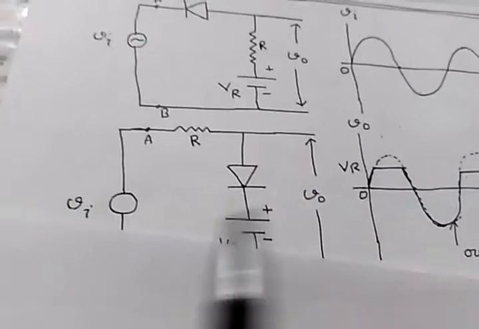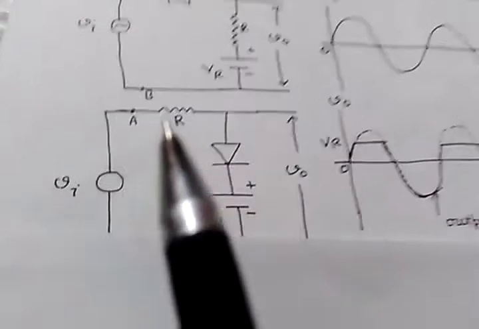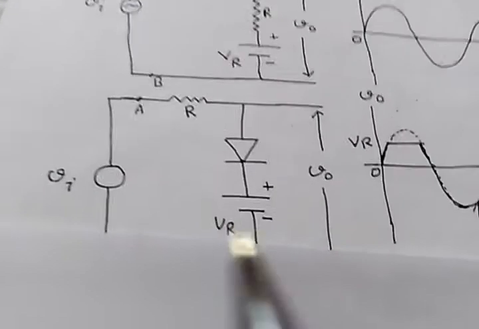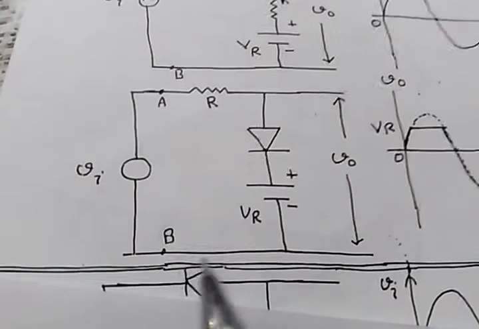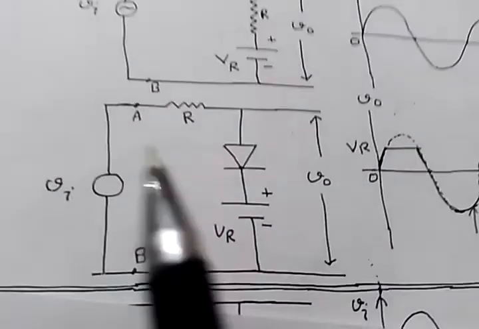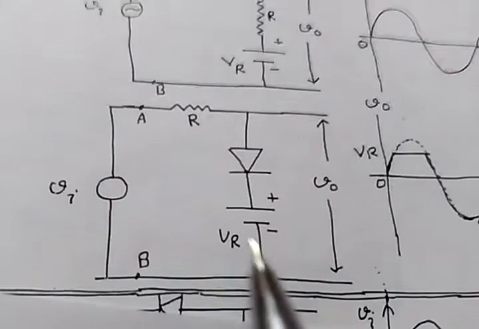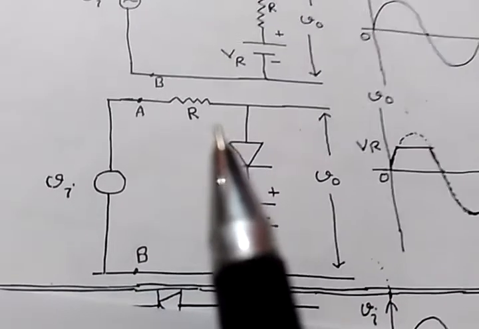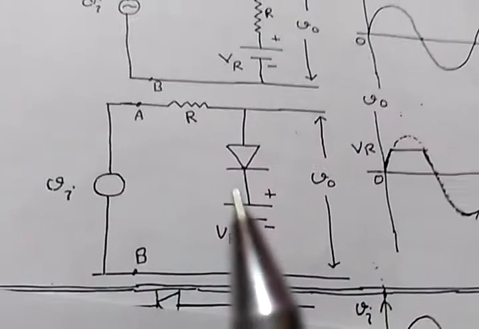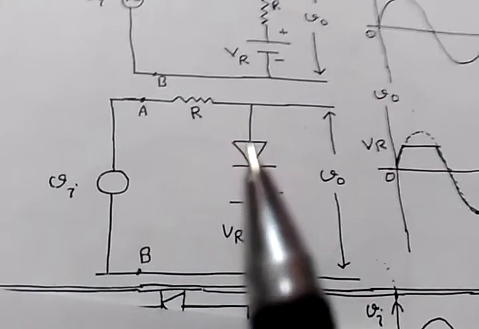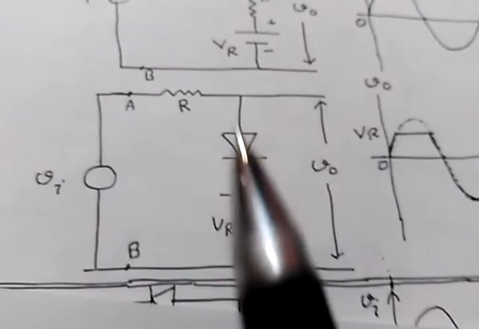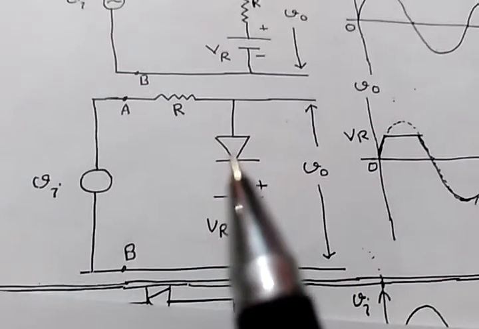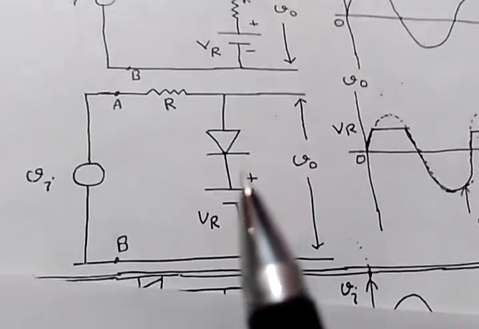Now consider the input signal in the positive half cycle when the input signal is greater than VR. In the positive half cycle, A is positive with respect to B, this point. Input Vi is greater than VR. In that case, the P region will be at a higher voltage level than the N region. When the P region is at a higher voltage level than the N region, this diode will be in forward biased condition. It can be replaced by a short circuit.